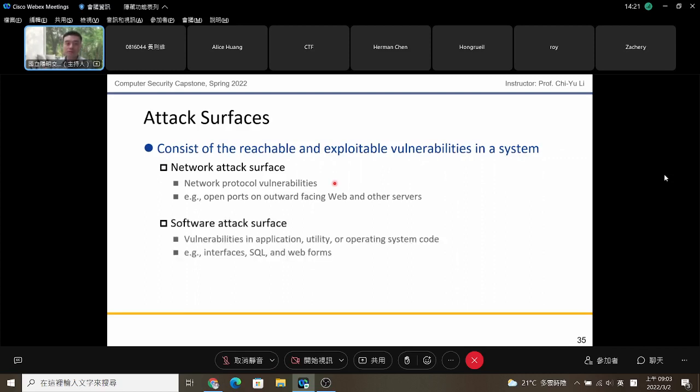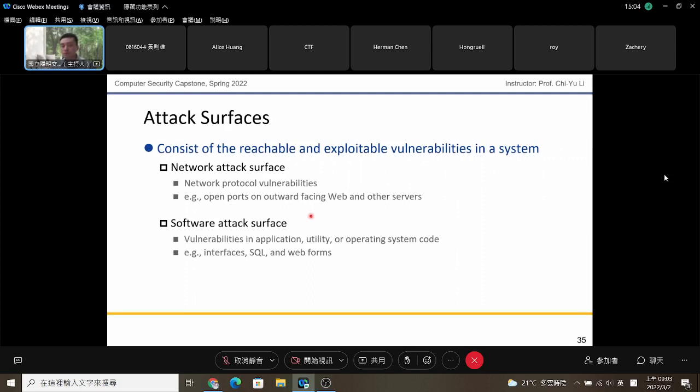Next is the software attack surface. All the vulnerabilities in application, utility, or operating system code are considered as attack surfaces. For example, you create a website, and initially it does not have the search function. Then later on you add a search function. Then an attacker may be able to use this search function to attack your SQL database or your code. Then we can consider this search function increases the attack surface of this website.